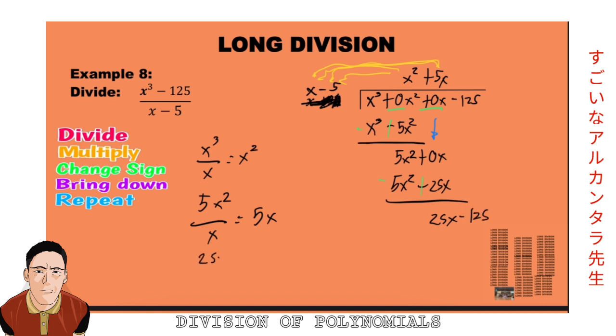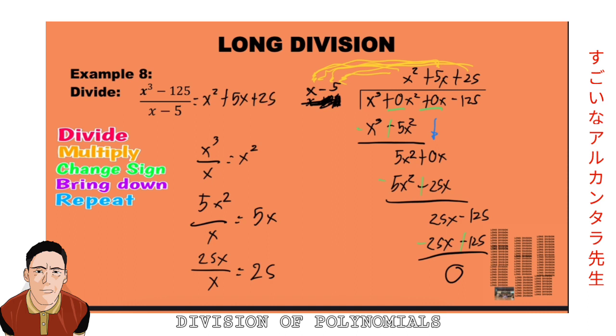Repeat the process, 25x divided by x. You get yourself a 25. This 25 will be written here. Then again, 25 times x, you get yourself a 25x. Then 25 times negative 5, you get yourself a negative 125. Change their signs, minus, plus, the answer is 0. Therefore, the quotient is x squared plus 5x plus 25.